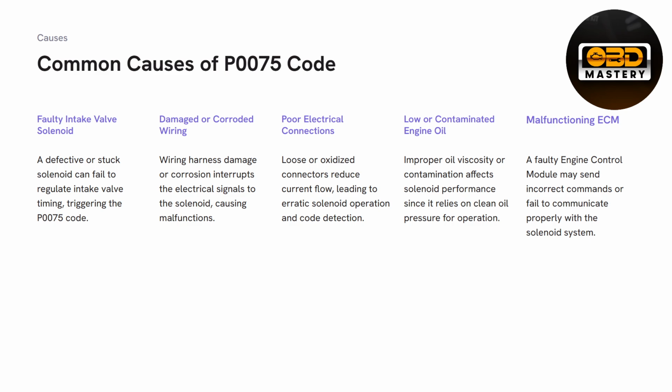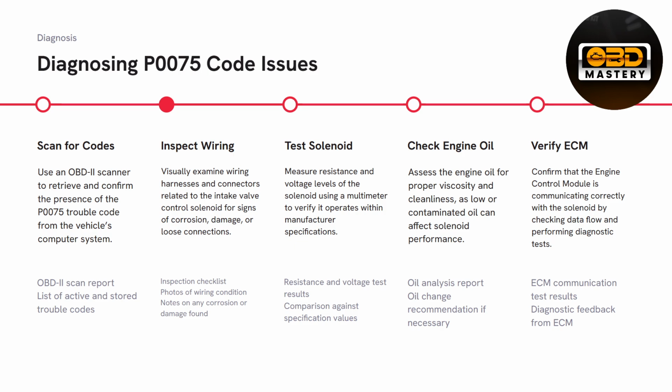Faulty intake valve solenoid. Damaged or corroded wiring. Poor electrical connections. Improper oil viscosity or contamination affects solenoid performance since it relies on clean oil pressure for operation. Low or contaminated engine oil. A faulty engine control module may send incorrect commands or fail to communicate properly with the solenoid system. Malfunctioning ECM. Diagnosing P0075 code issues.